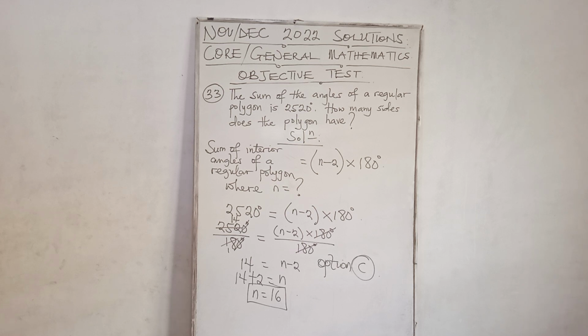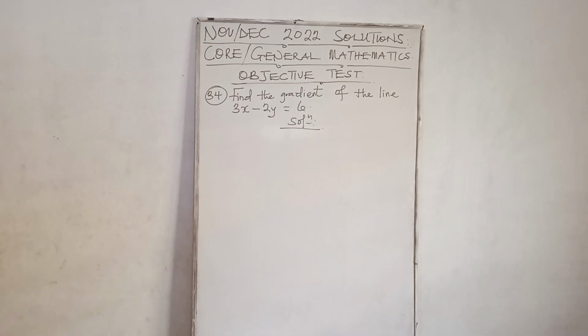All right, so let's proceed to question 34. All right, question 34, which states what? Find the gradient of the line 3x minus 2y equals 6. So you should find the gradient. Another name for gradient is what? Slope. So how best can you find for the gradient?